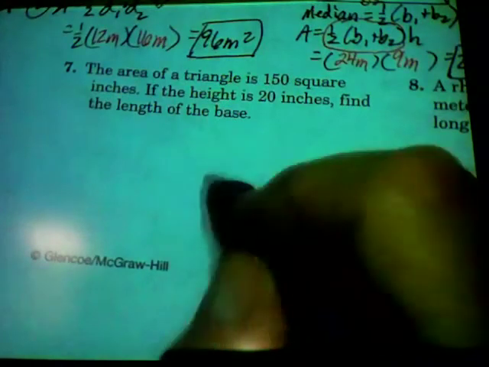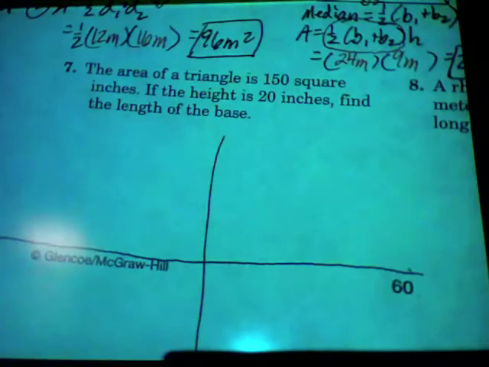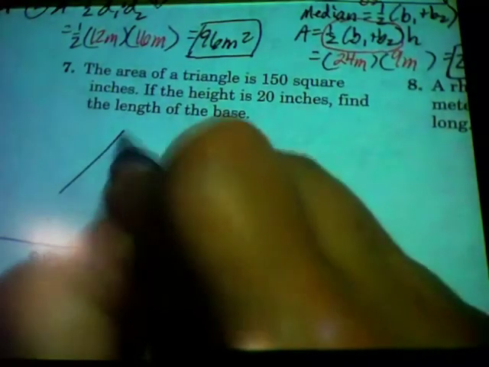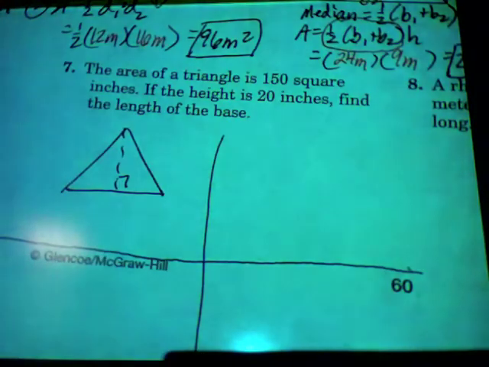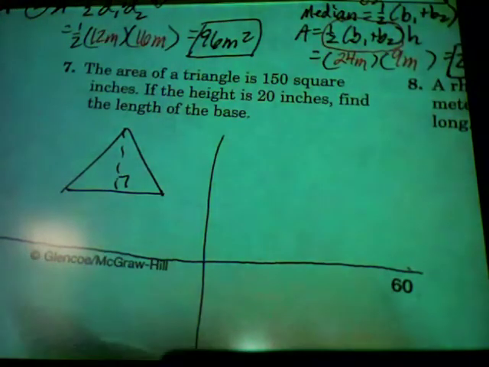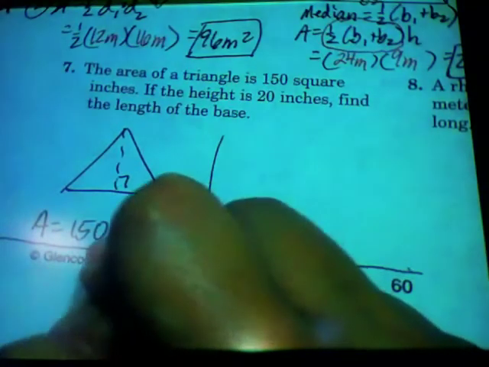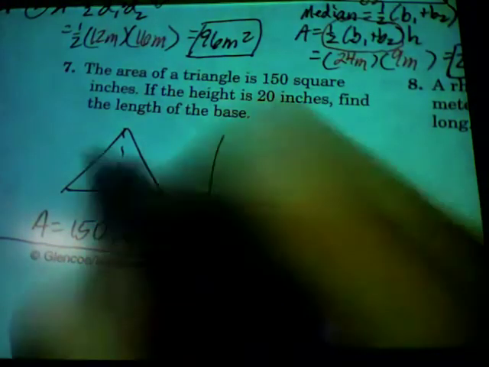So 7, 4-step plan. It's a word problem. It says the area of a triangle is 150 square inches. If the height is 20 inches, find the length of the base. So I've got a triangle. I don't know what kind of triangle it is, so I'm just going to draw any triangle. They told me that the area is equal to 150 square inches, and that the height is 20 inches.